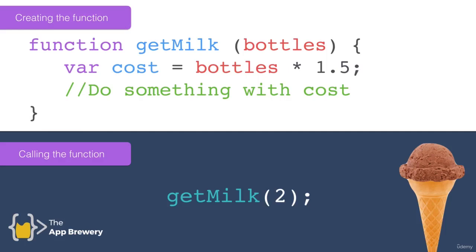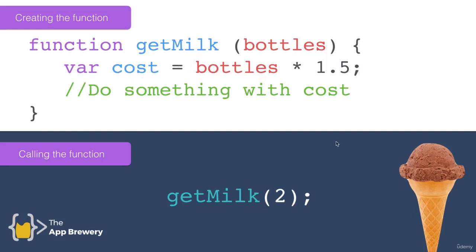Now, when you call this function, it's similar to what we did previously, but this time, instead of having empty parentheses, we're giving the input of 2. And this will get bound to that name bottles inside the function. So if we call this function using get milk parentheses 2, then 2 goes into bottles. So now we have a variable called bottles that's equal to 2, and then we can calculate cost, which equals 2 times 1.5, which equals 3. So the cost is $3.